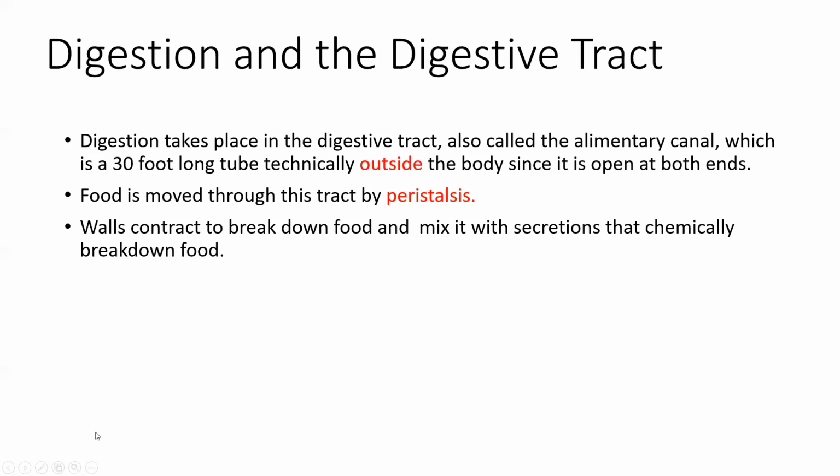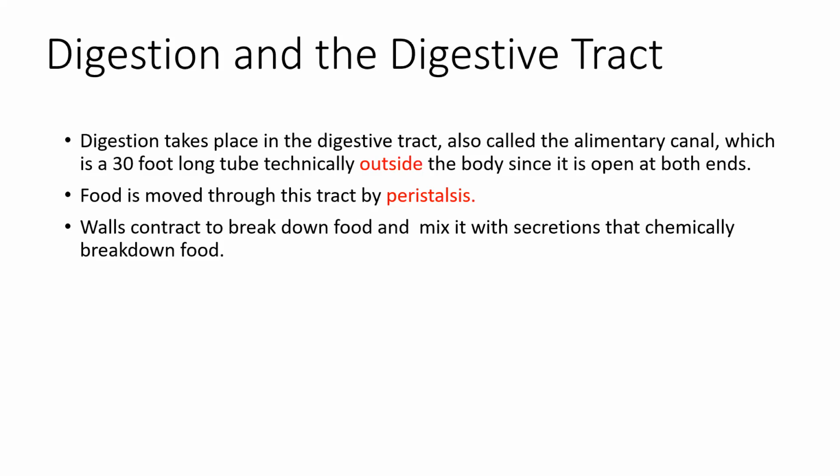Okay. Our digestive system is often called the digestive tract or the alimentary canal. It's a 30-foot long tube, and it's considered outside the body, so it's all lined with epithelial cells because it's open at the mouth and at the anus. And we use smooth muscle contractions known as peristalsis to push food through the system from the time we swallow it to the time we release the waste product. We're going to be using smooth muscle.